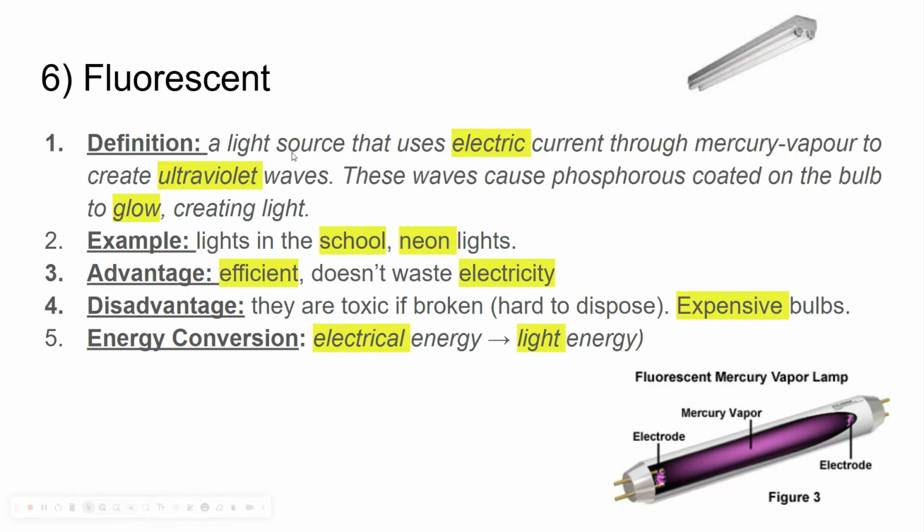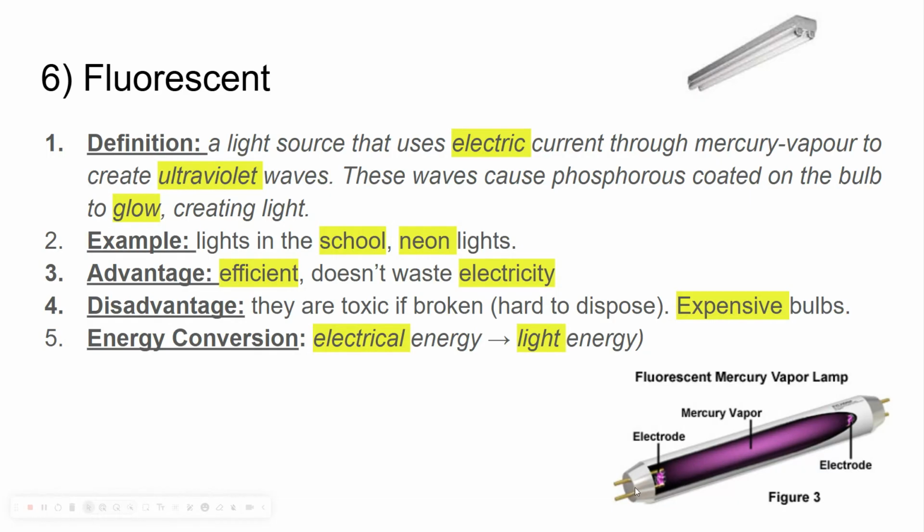Well, a light source that uses electric current through mercury vapor to create ultraviolet waves. These waves cause phosphorus coated on the bulb to glow, creating light. What the heck does that mean? Well, if we look down here, this is a little fluorescent light. We're looking on the inside of it, okay? So inside this tube, there's mercury vapor.